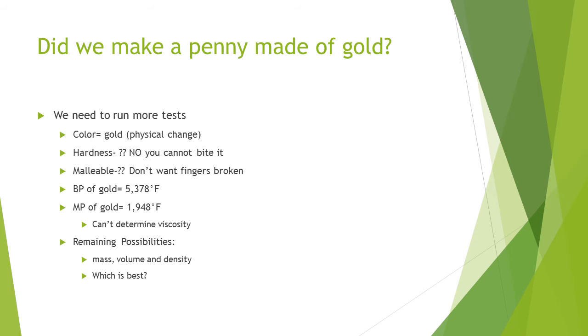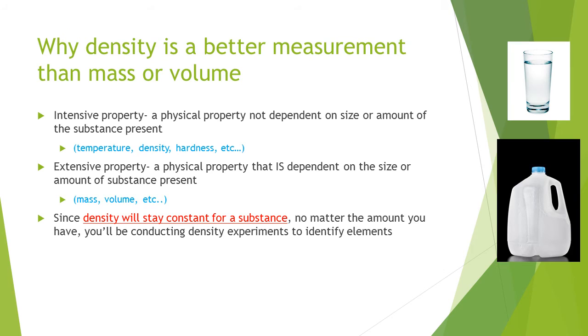Therefore, our remaining possibilities of some physical changes are mass, volume, and density. We need to determine which one of these is going to be best. Out of the three possibilities of mass, volume, and density, density is going to be the best measurement to take over mass and volume. This is because density is an intensive property, whereas mass and volume are both extensive properties.